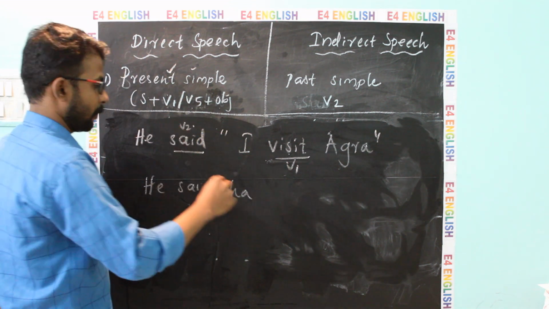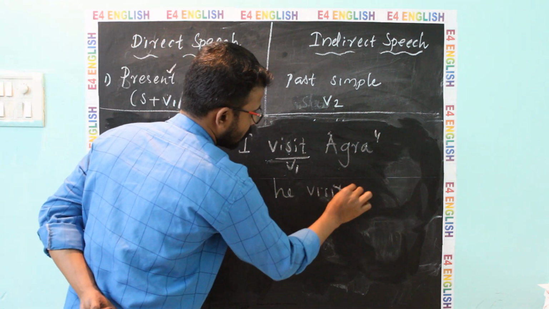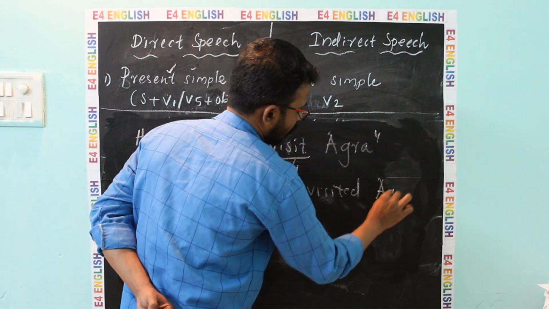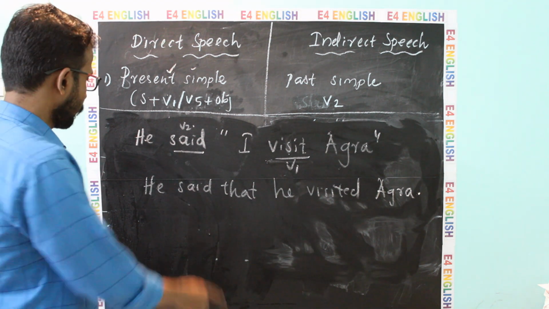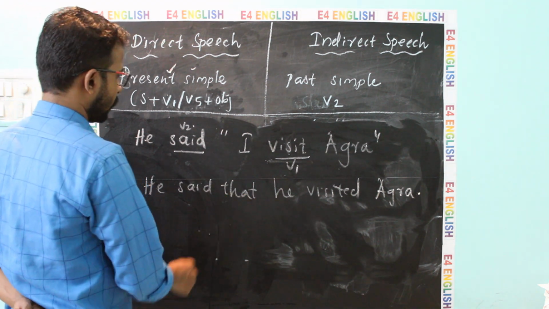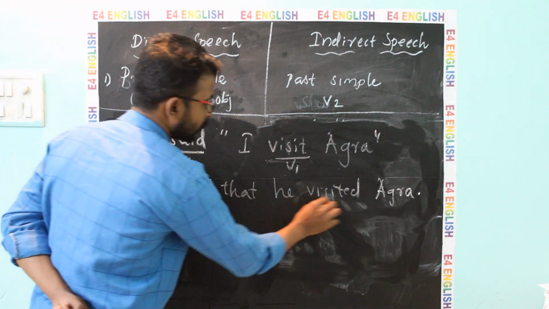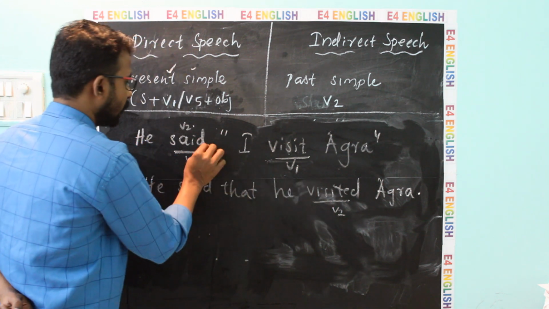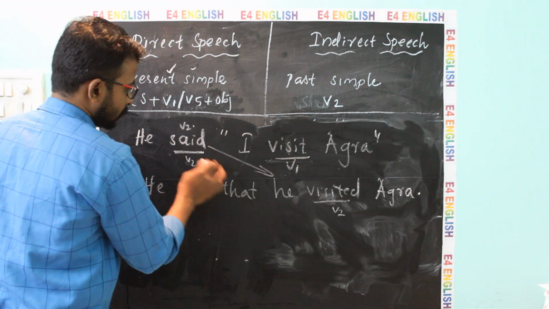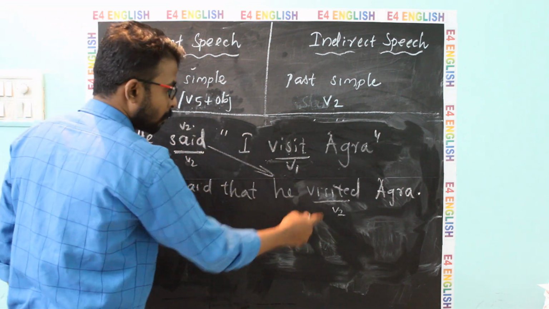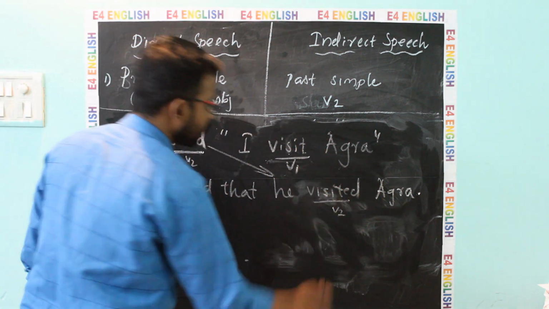So here: he said that I will change into he, he visited Agra. You see? He said that he visited Agra. This said shows past tense, right? And visited shows past tense. So that means whatever tense is here, if it is V2, it will be V2 here itself, right? Okay. Visited.